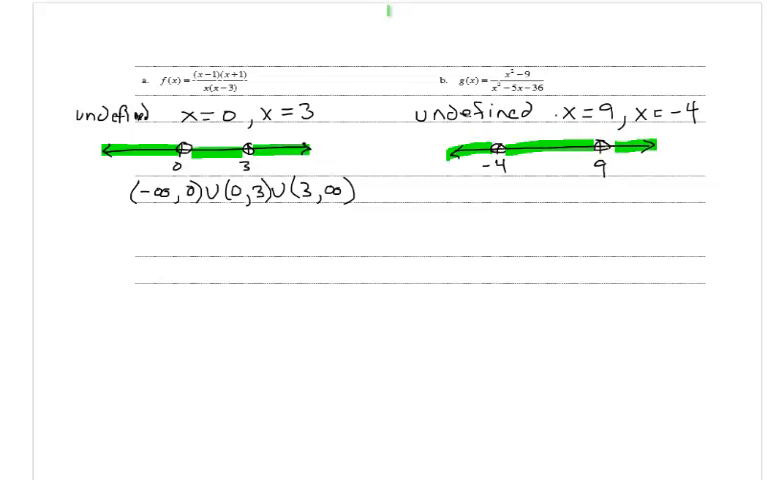And now let's show that in interval notation. So we have negative infinity to negative 4, union negative 4 to 9, union 9 to infinity. And that's all for finding values that make your rational expression undefined.